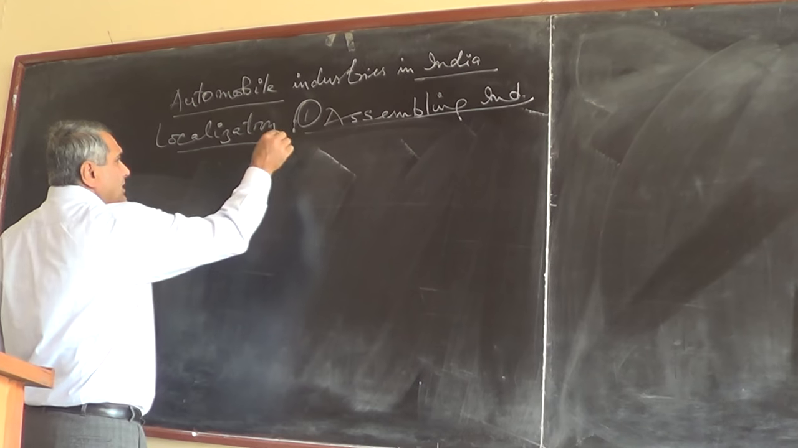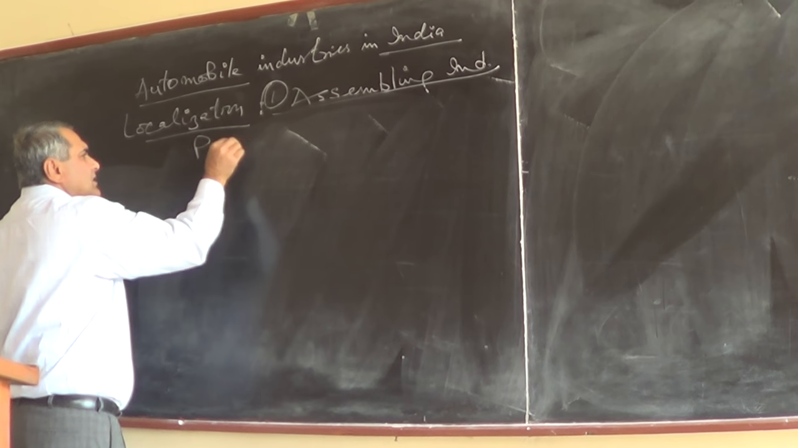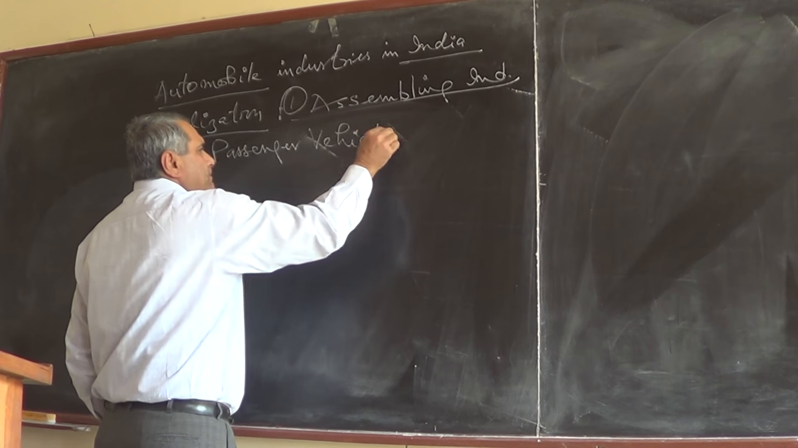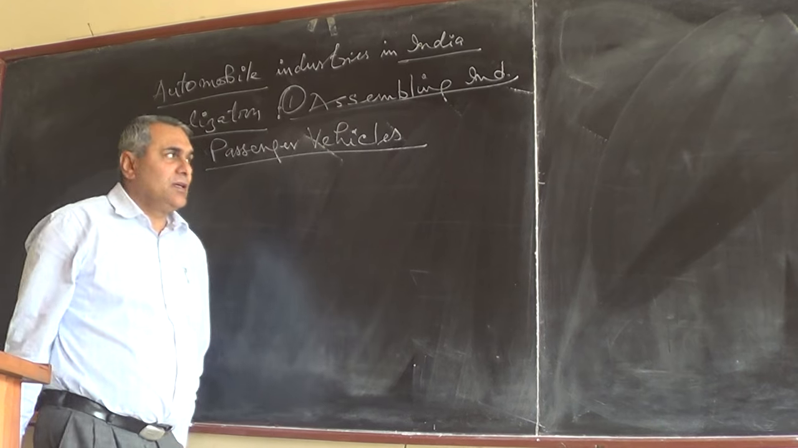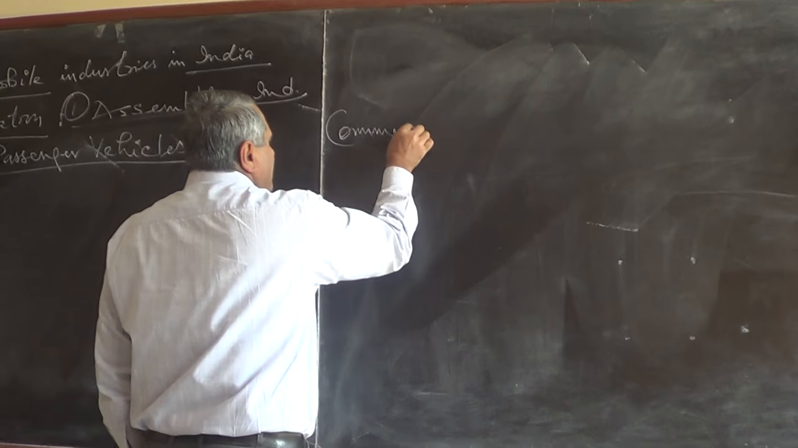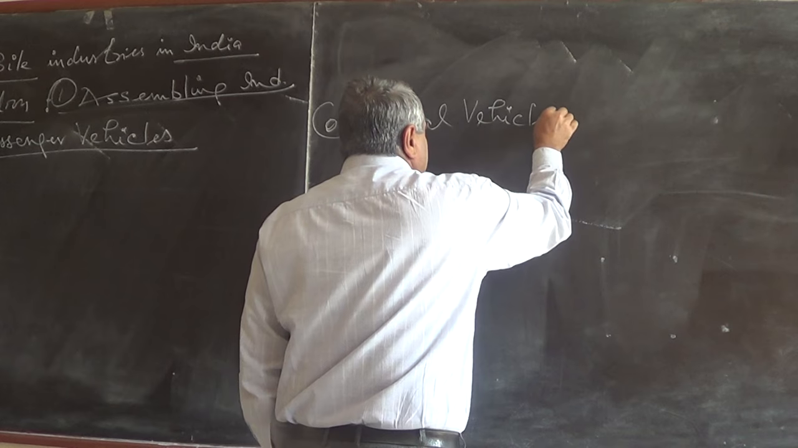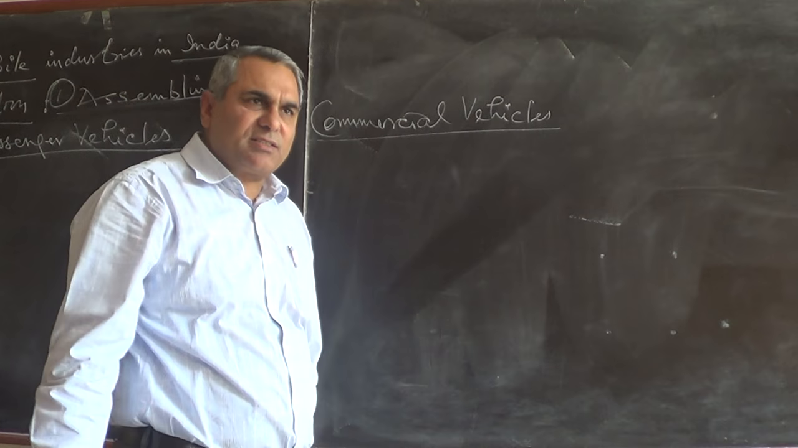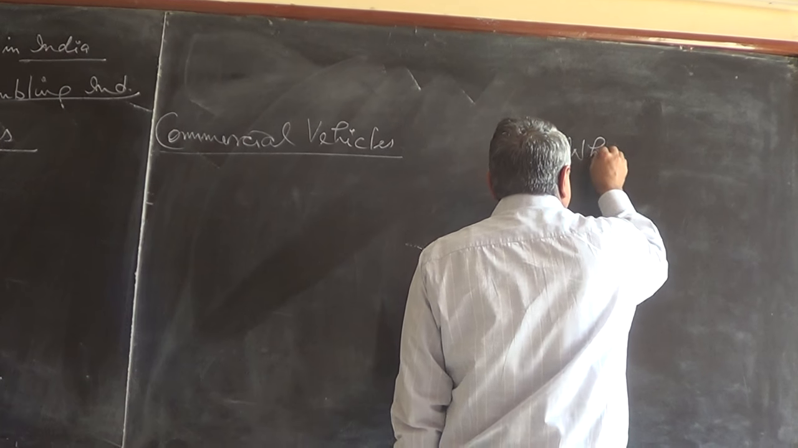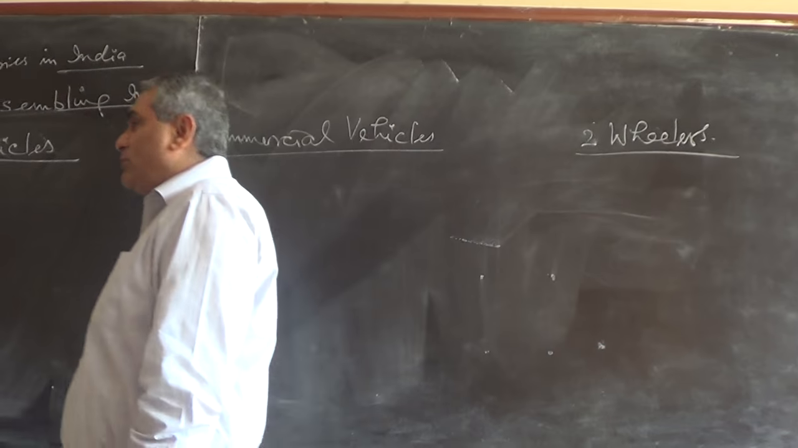If I say in the localization, we have three types of industries. One is called passenger vehicles, like cars. Apart from that, we have the commercial vehicles. Commercial vehicles, like we have trucks and buses. And the third type of vehicles, you can say two-wheelers. These are the three types of vehicles.